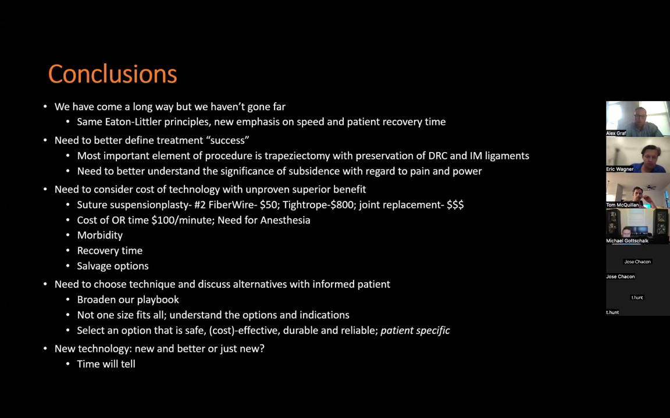Morbidity, recovery time, salvage options. We need to choose a technique and discuss alternatives with informed consent. We need to broaden our playbook. It's not one procedure fits all. You have to understand your patient, understand the pros and cons, and ultimately pick the right operation for the right patient, and pick an option that's safe, cost-effective, durable, reliable, and patient-specific.